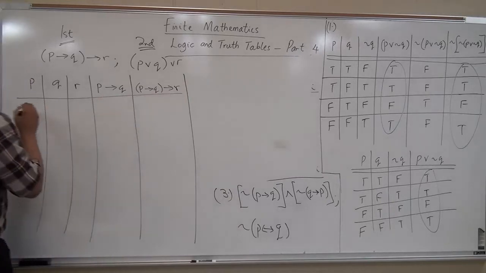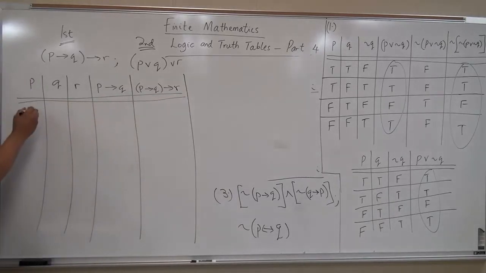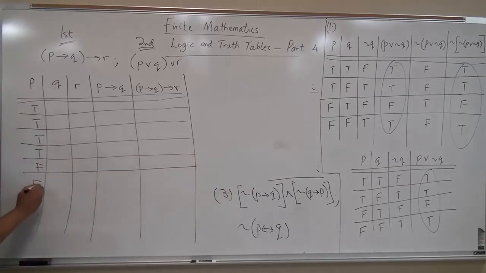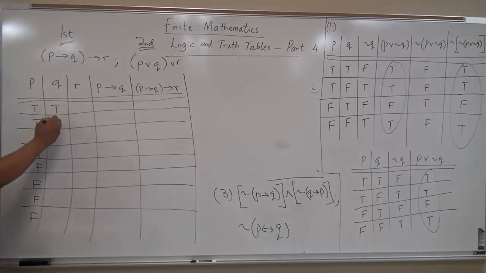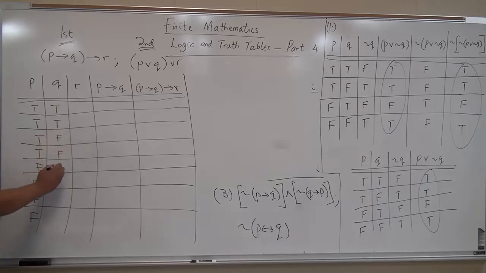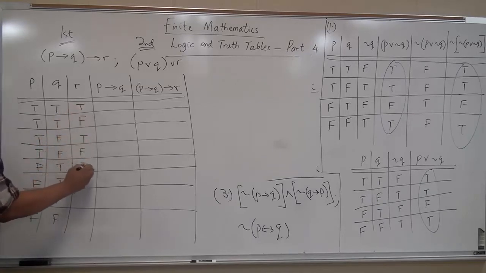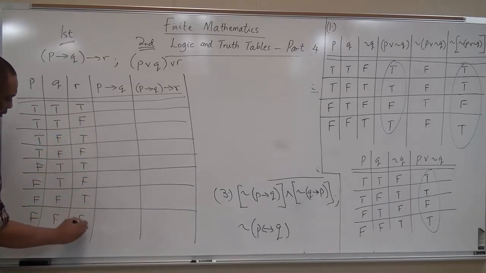All right. So we have 4 truths, then false, false, false, false. Then here is true, true, false, false, true, true, false, false. Here is true, false, true, false, true, false, true, false.